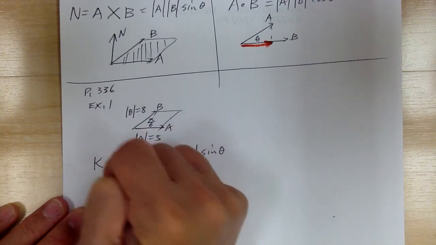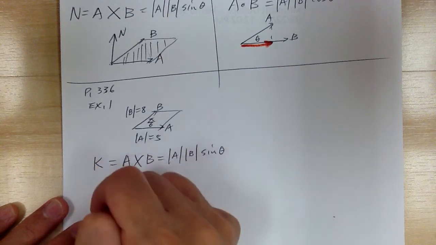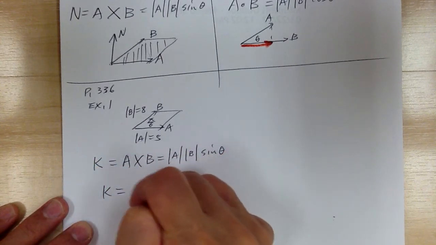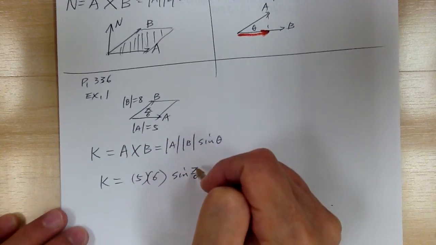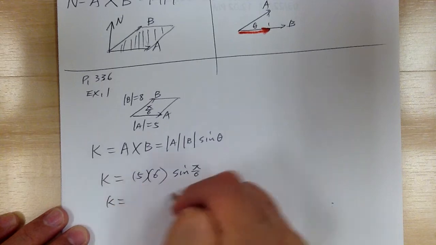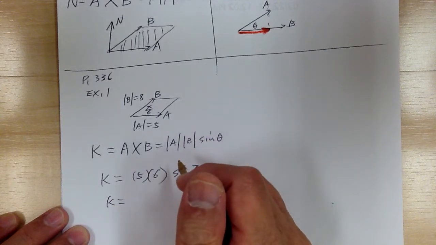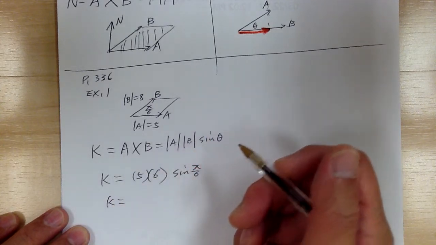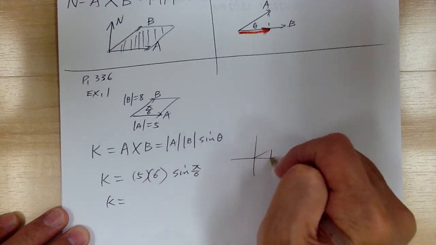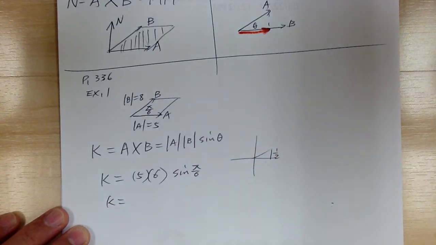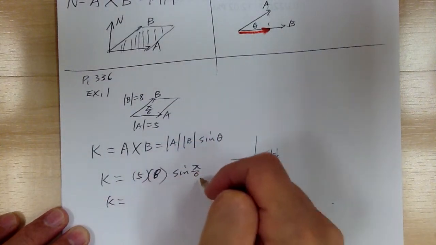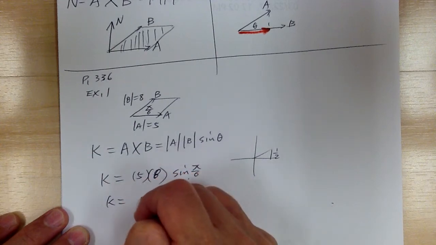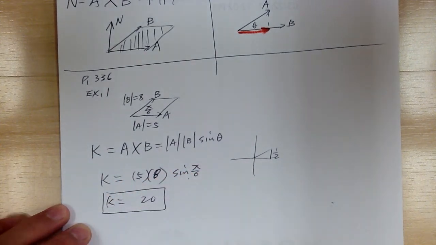Since the A is already taken, we're going to call the area K. So K stands for area. So K is going to be equal to 5 times 8 sine of pi/6. And you work it out. Now sine of pi/6 is 1/2, right? This is 8. So this is equal to 1/2. So multiply out, you get 20. Okay, let's go to example 2.